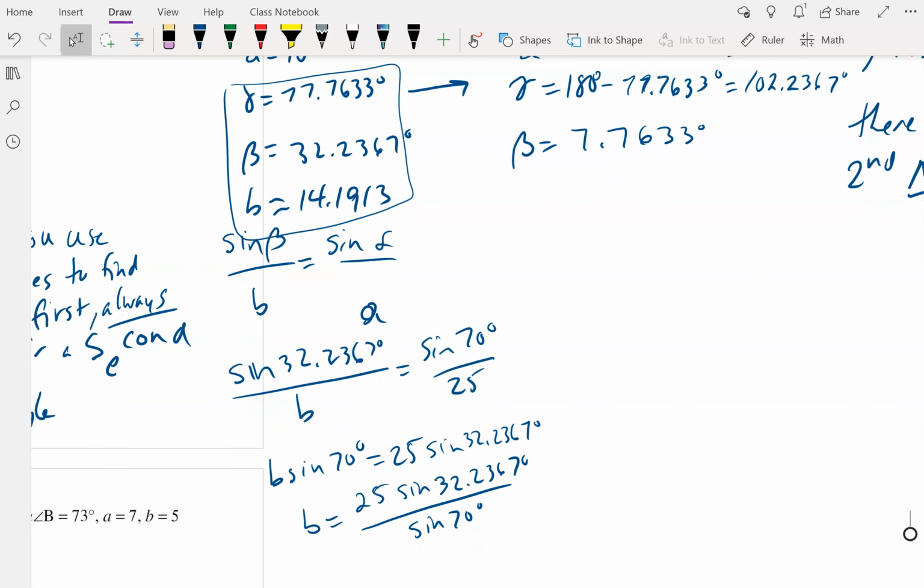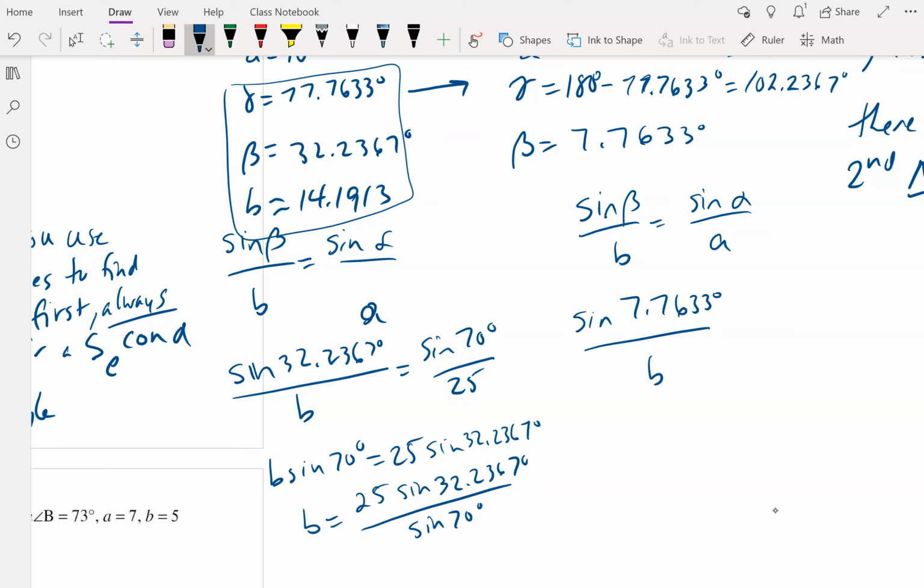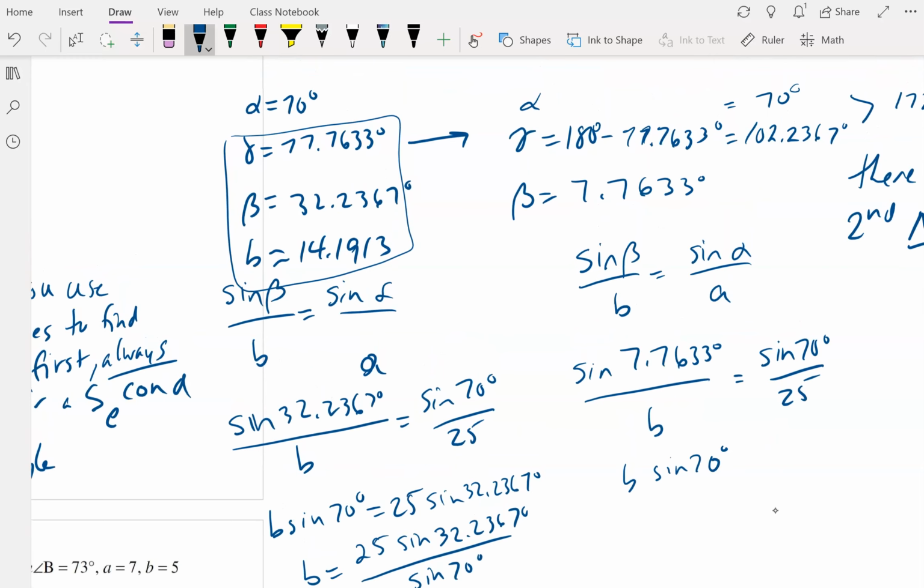To do that in this case, set up the same thing. We'll do sine of beta over B is sine of alpha over A. But in this case, we're going to use a beta value of 7.7633. The other one's still going to be sine of 70 degrees over 25. And now the solving is exactly the same as it was. So we have B sine of 70 degrees is equal to 25 sine of the 7.7633, and then divide by your sine of 70.